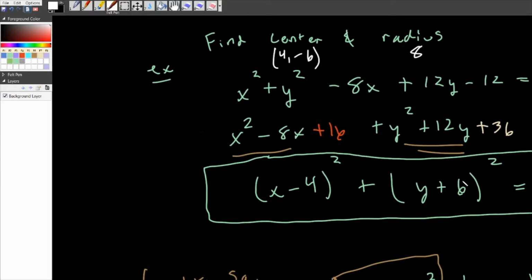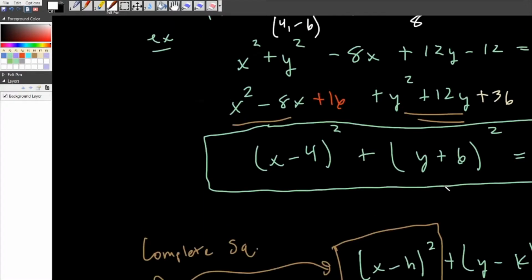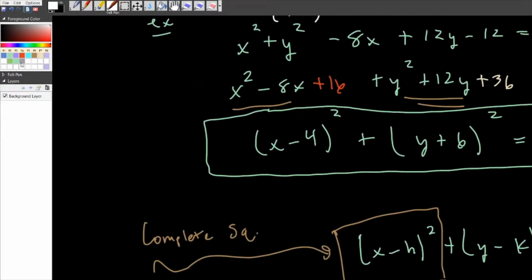Okay, I'll give you one to try. I would like you to do this same process with x squared plus y squared plus 4x minus 10y minus 7 equals 0. Please do this problem here. Find the center and radius.